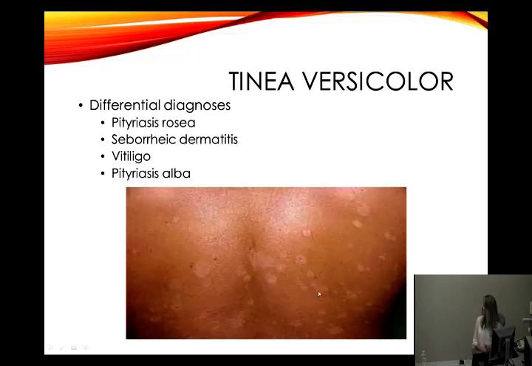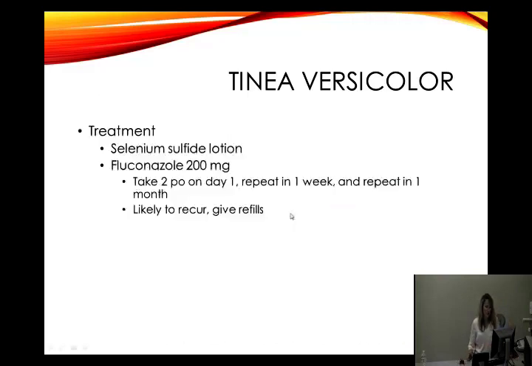So differentials for our tinea versicolor are again pityriasis rosea. It does look similar to that. Seborrheic derm, vitiligo, or even pityriasis alba. So with our tinea versicolor, when we're suspecting it, we go ahead and treat it like it's tinea versicolor. And then if they don't respond, we have them come back and investigate what else it might be.